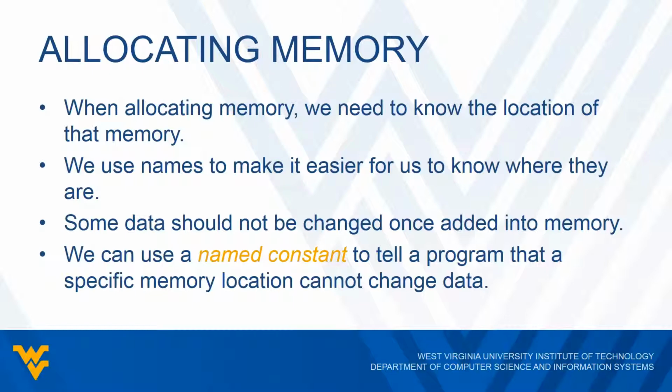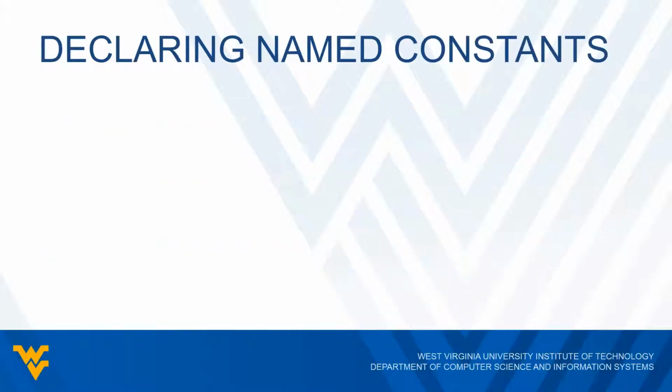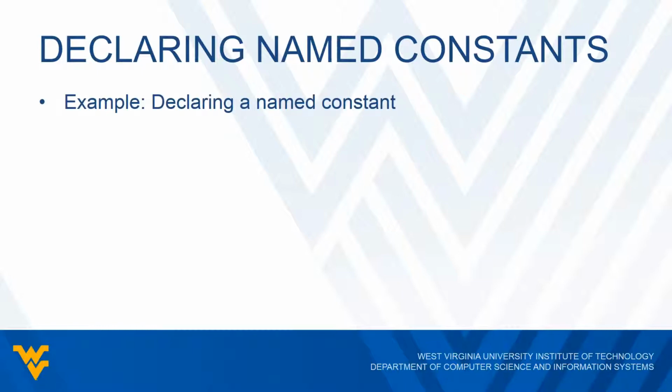So how do we set aside this space? Well, to allocate memory, we use what we call a declaration statement. So let's take a look at an example of declaring a named constant. So this will be our format. So here we have 5 different things. We have final, type, identifier, an equal sign, and value. So let's break down each part of this statement.